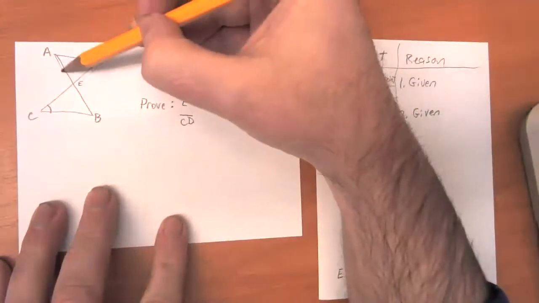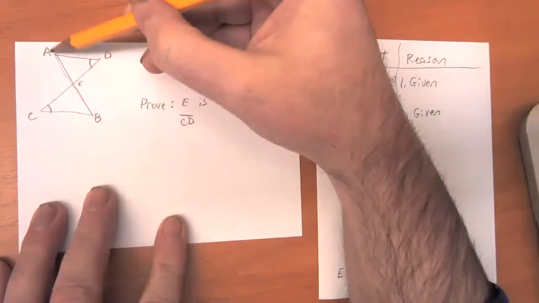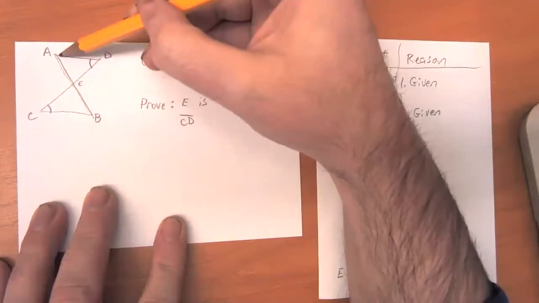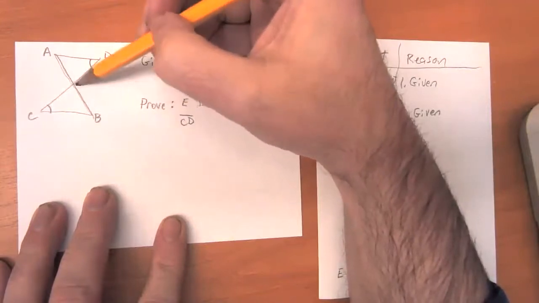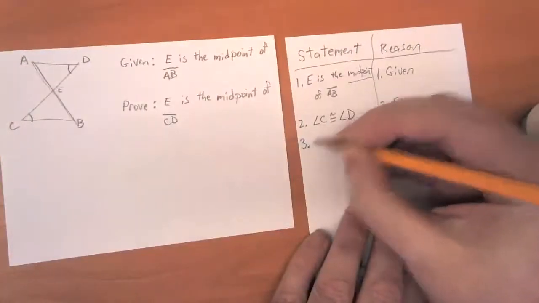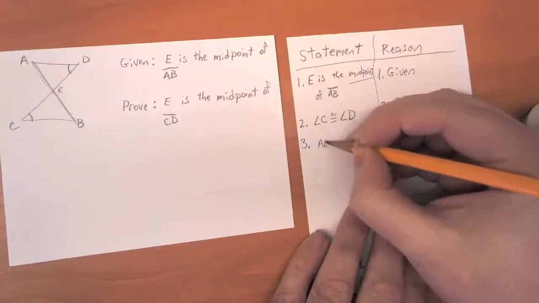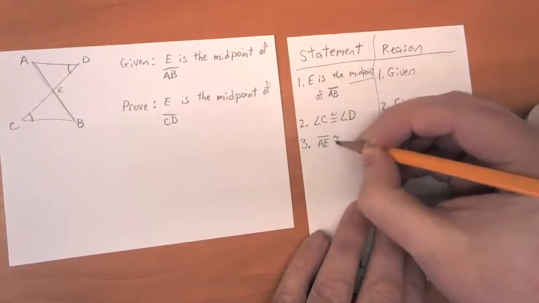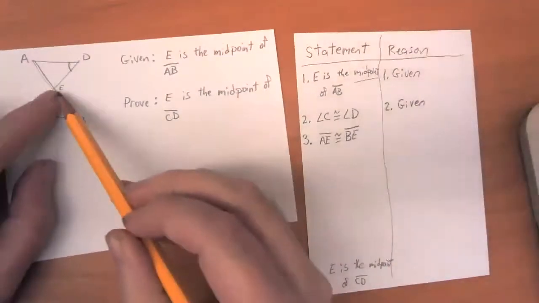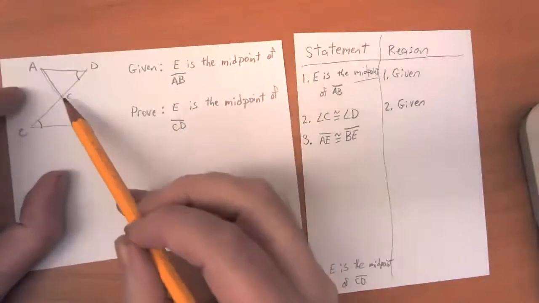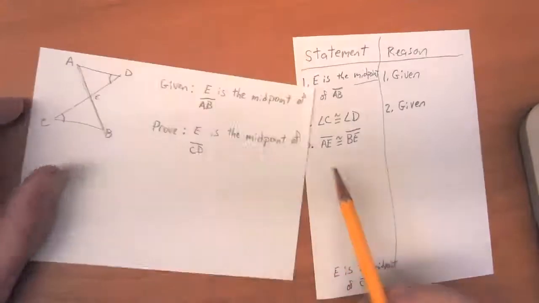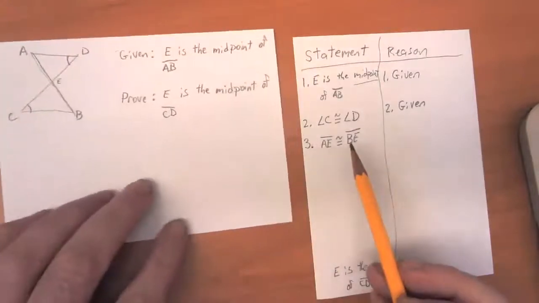E is the midpoint of AB, which means E is in the middle of this line segment, which means the distance from A to E is the same as the distance from B to E. So that means that I can conclude that AE is congruent to BE. Once again, since this is in the middle of this line segment, the distance from the middle to this side has to be the distance from the middle to that side. And that's exactly what this congruent statement is.